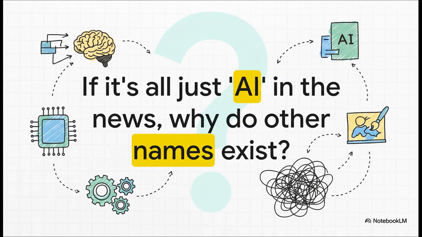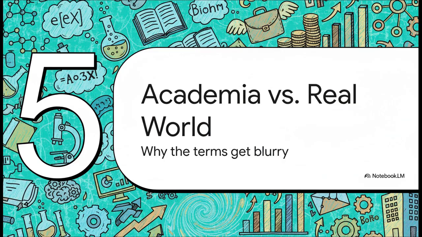Okay, so that's the history. But it brings up a really big question, right? If almost everything we hear about and use today is technically machine learning or generative AI, why do the media and all these companies just lump everything together under that one big banner of AI? Well, the answer really boils down to the different goals of two very different worlds, the world of scientific research and the world of business.